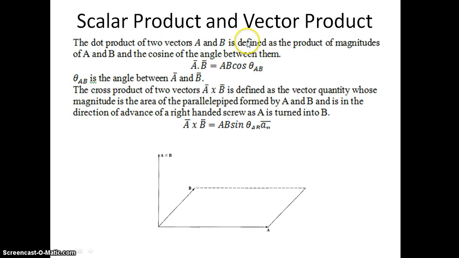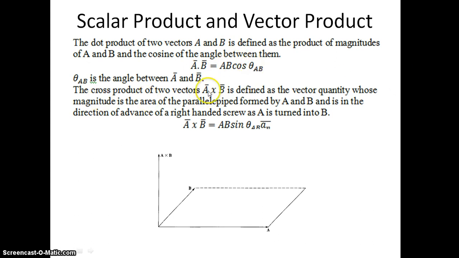Considering the scalar product and vector product. The scalar product is denoted as A dot B, and it is given as AB cos theta AB, where theta AB is the angle between the two vectors A and B. Okay. So it is the product of the magnitudes of the two vectors, that is A and B, and the cosine of the angle between them.